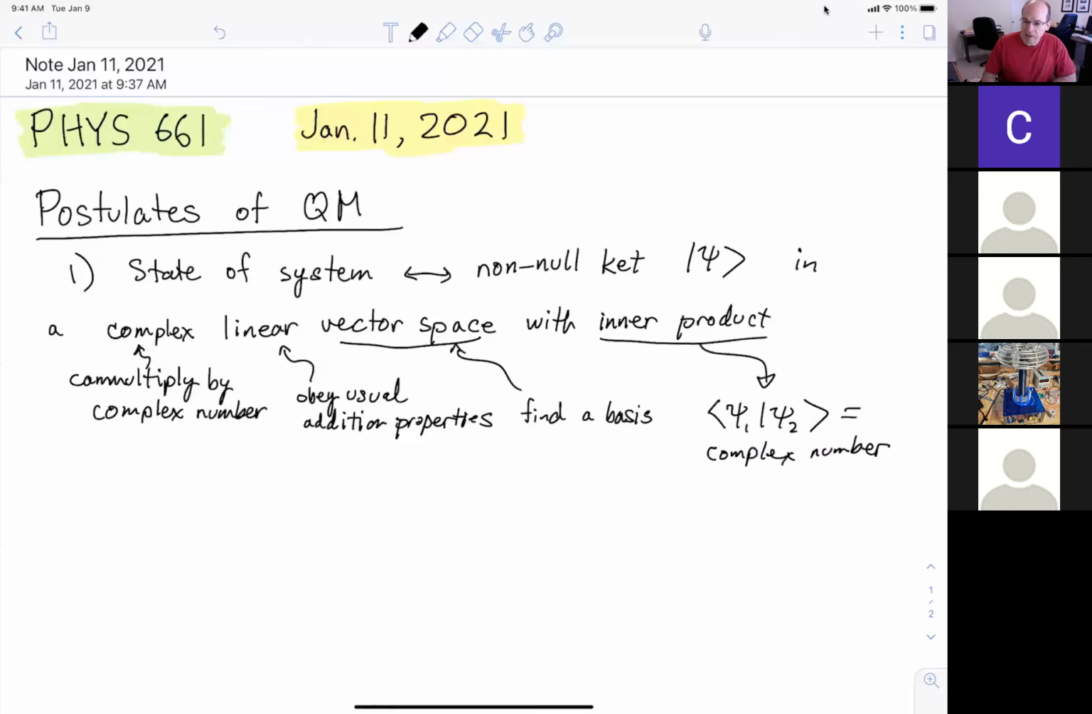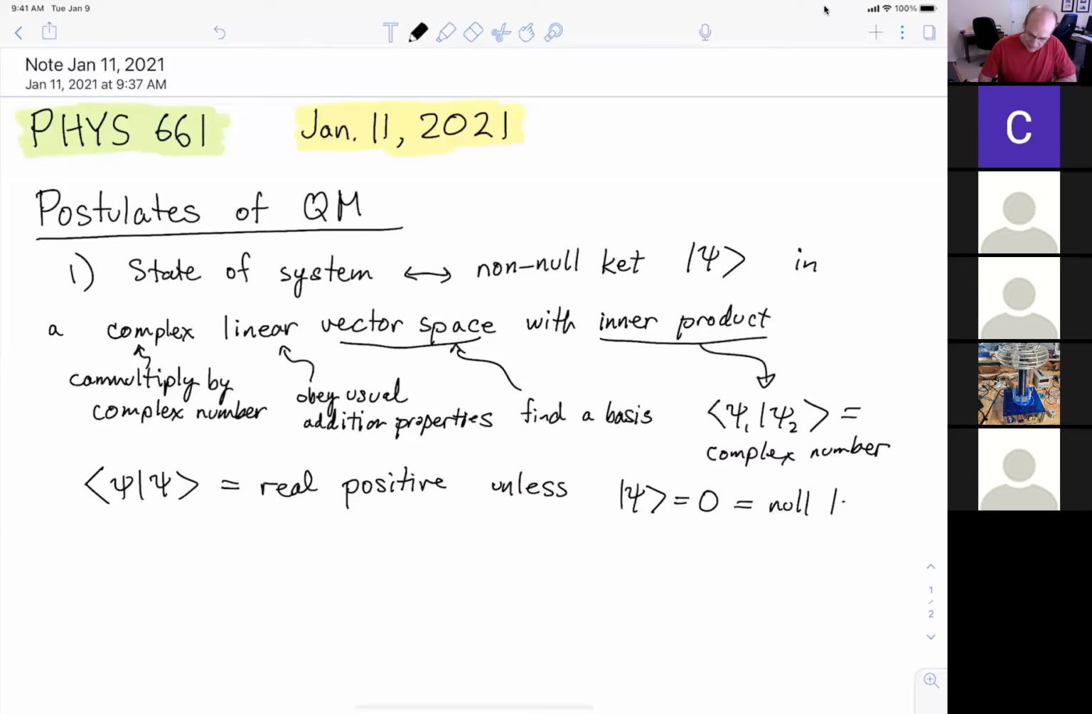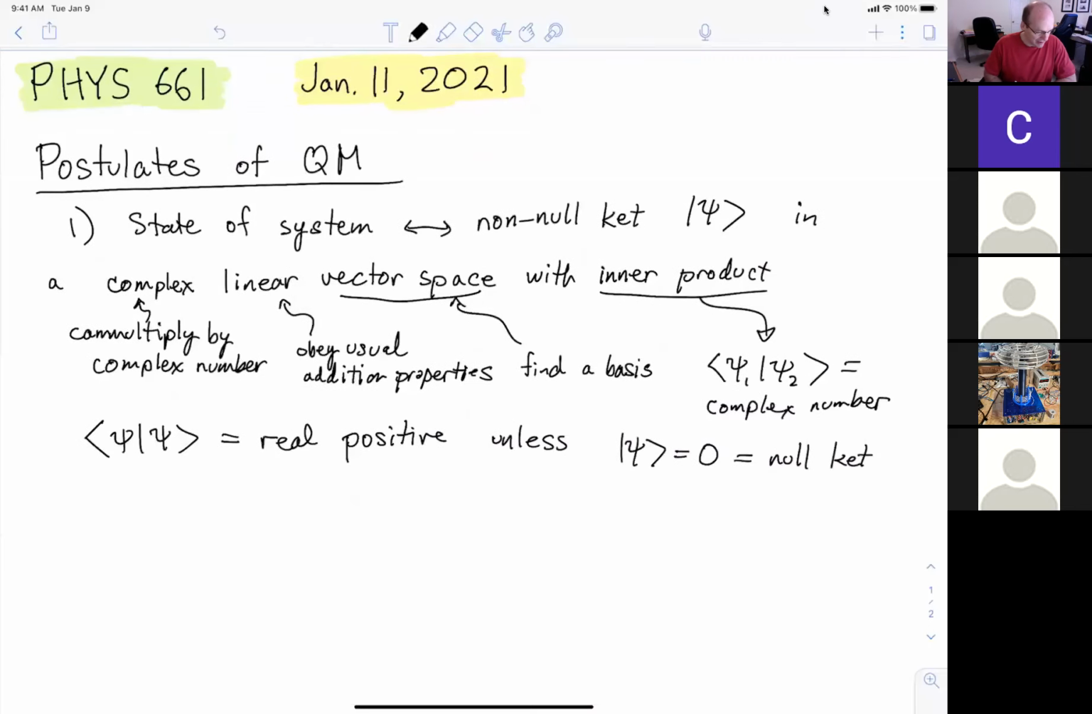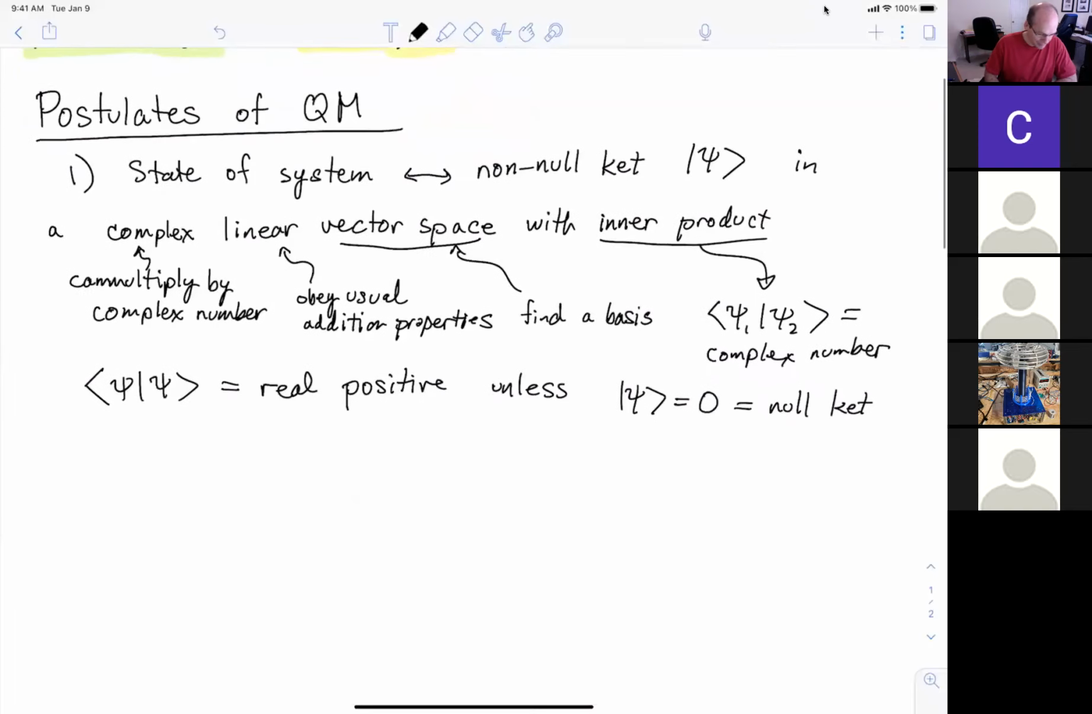Okay, but in the special case where you take the inner product of a state with itself, then that is real. And not only is it real, but it has to be positive, unless your state isn't a state. So unless the state is the null ket, which will happen in arithmetic operations. Sometimes you'll do something and you'll find some expression is equal to the null ket. But if so, then it's not a state.